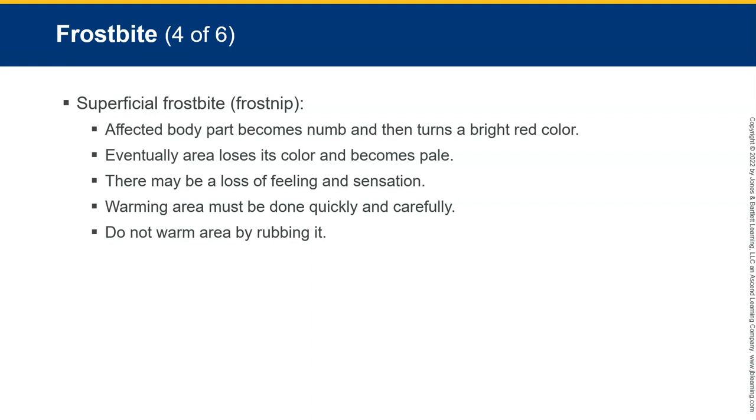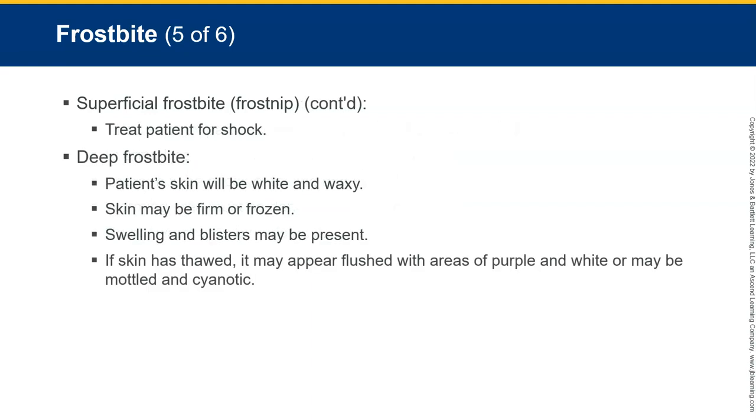Warming a superficial frostbitten area or part must be done quickly and carefully. Simply putting the fingers, toes, or ears next to a warm body part is enough. When you've sat on your fingers, or put them underneath your arms, those are the warm areas of our body. That helps to warm those up. Remember, we're just talking about superficial frostbite now, frost nip. We're not talking about real damage being done here. Treat the patient for shock in the event someone gets sick.